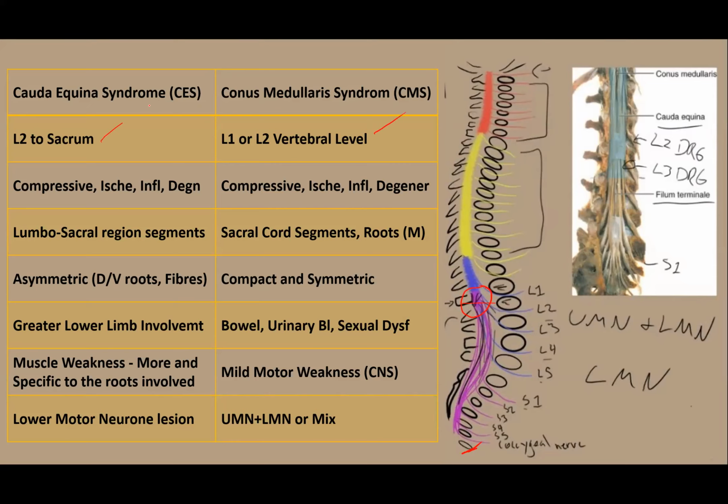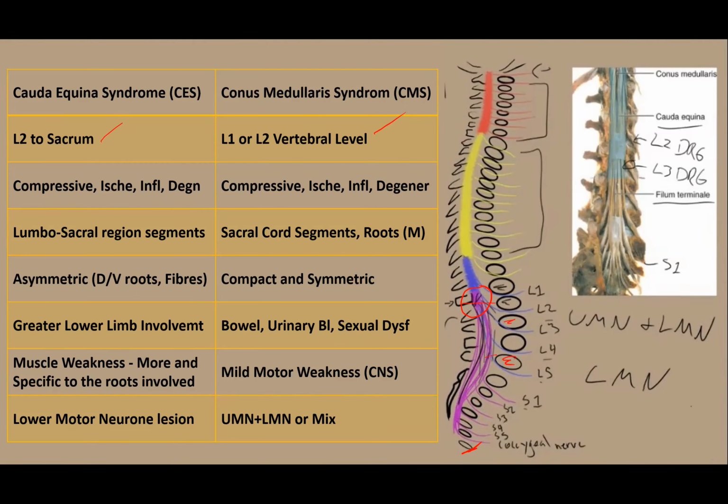It can be any L2 to sacrum, any root can be affected. Suppose there is a compression at the level of L5, only the upper roots are spared. If there is a compression at L3, L1 and L2 are spared, and then the lower roots are affected. So it can go on from L2 to S5, any roots may be compressed.